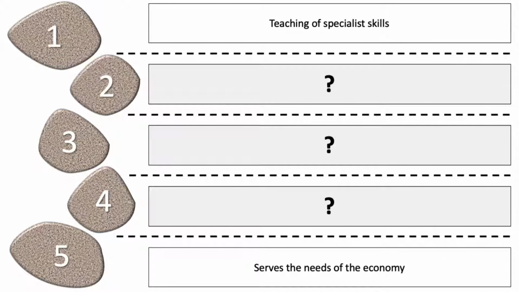So what we've got here is the teaching of specialist skills, and at the bottom we have serves the needs of the economy. We have a number of stages between that. So if we could reveal the first one, just to give you an idea of what we're looking to do. The teaching of specialist skills is done through the teaching of the formal curriculum. Okay. So what might be the next stage that we go to, and how it serves the needs of the economy? Some people have already mentioned these things in the chat, which is really good.